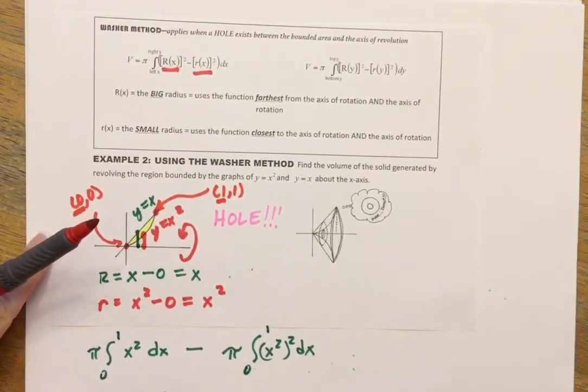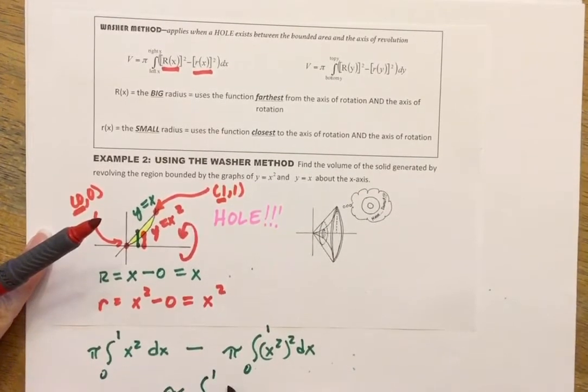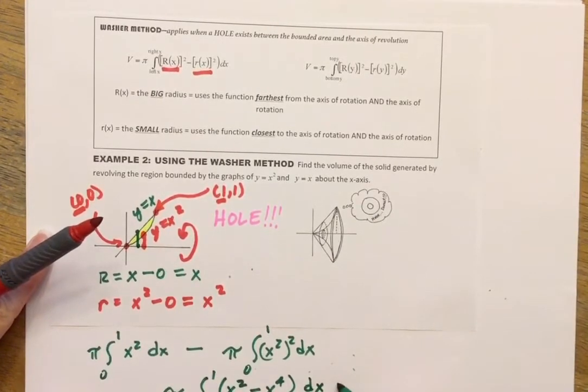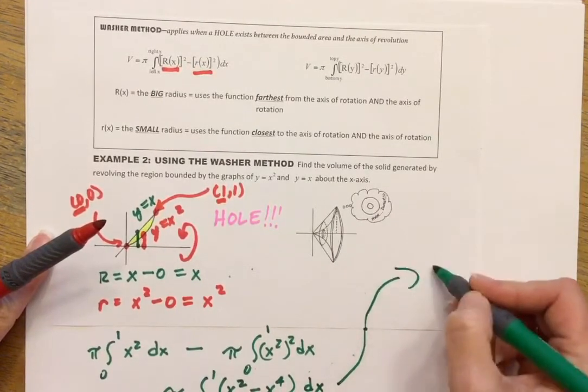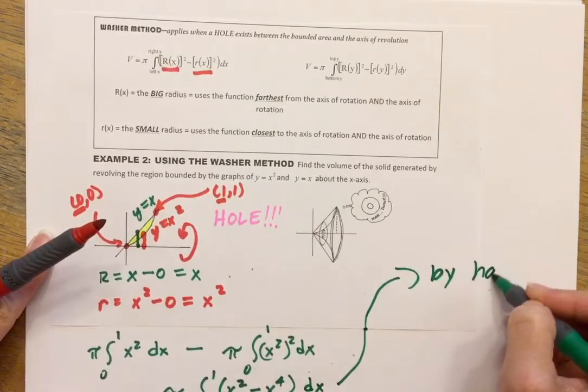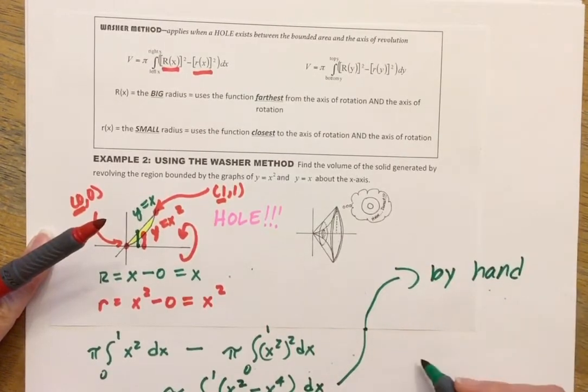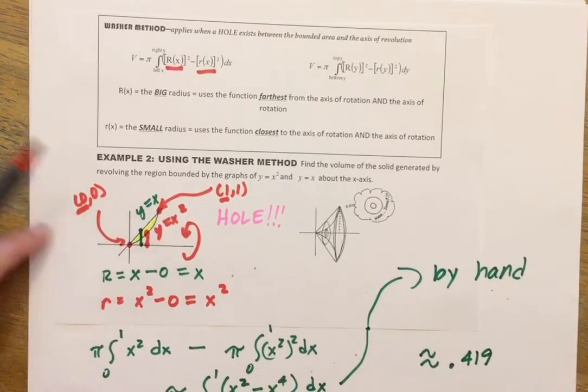So if you wanted, since they're both going from 0 to 1, you could actually put x squared minus x to the 4th with just 1 pi outside and integrate this in terms of x. Remember that we're practicing doing this by hand, so you should practice that, and if you do it correctly, your answer should be 0.419.